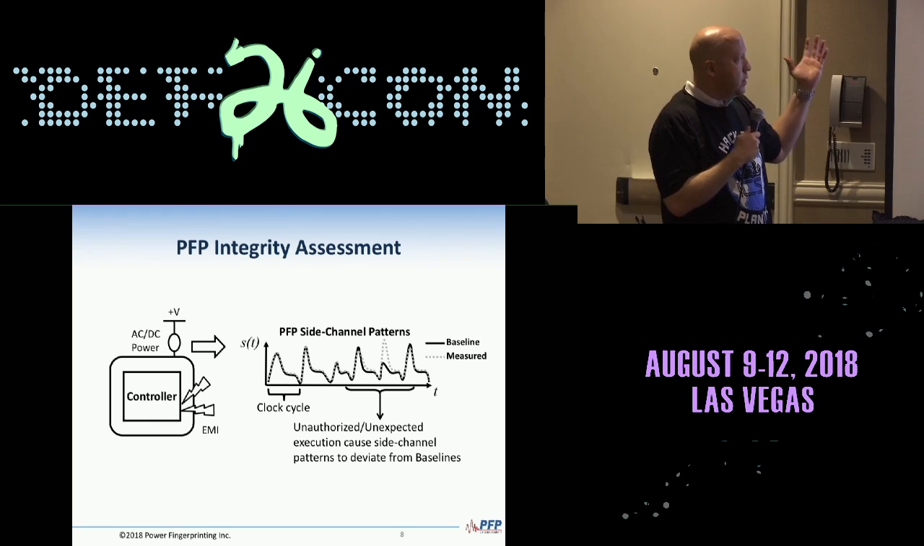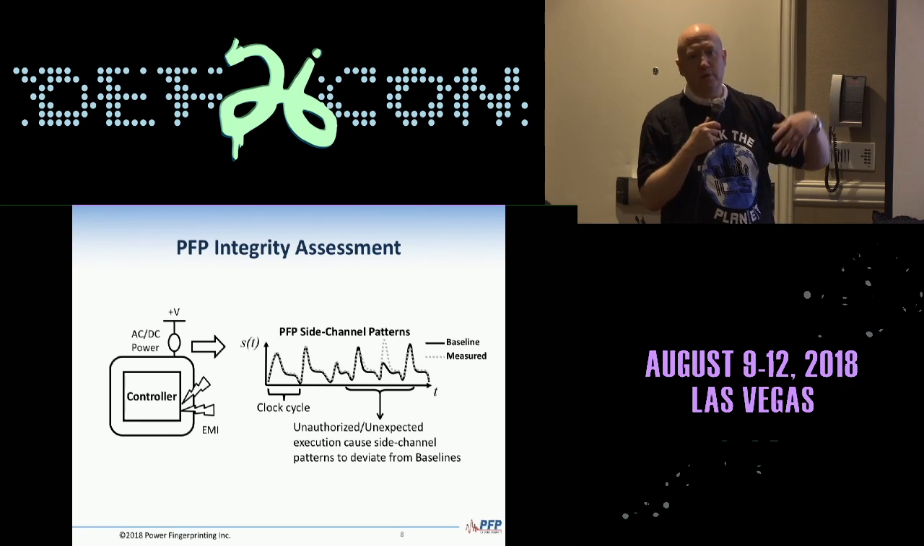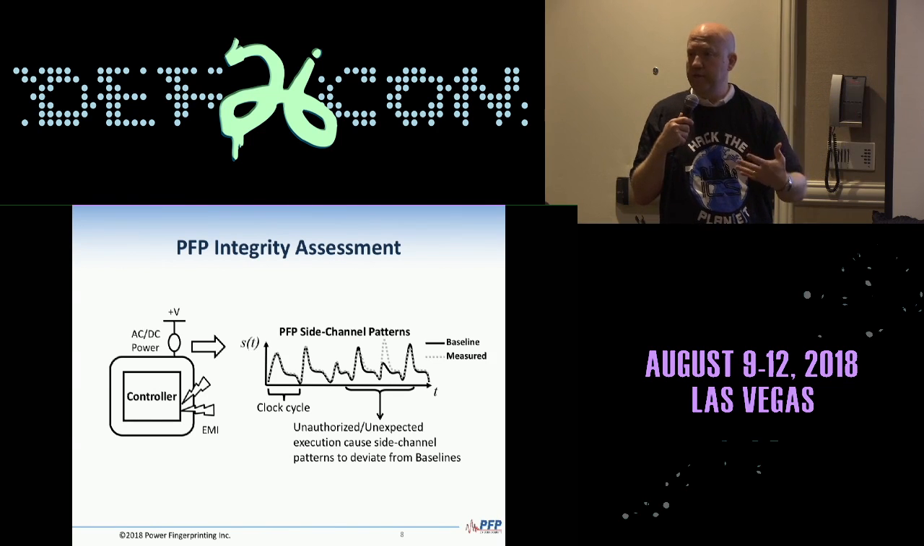Integrity assessments, again, what we're essentially doing is, once we have built a model of it, we're looking through those side channel patterns. We have our baseline. We measure a distance from the baseline to what we're seeing right now, and then give you a confidence level: this is the state I'm in, this is my confidence level. If the confidence level gets too far outside of what is acceptable, and it doesn't match any other state, then it's an anomaly. And I don't know what it is.